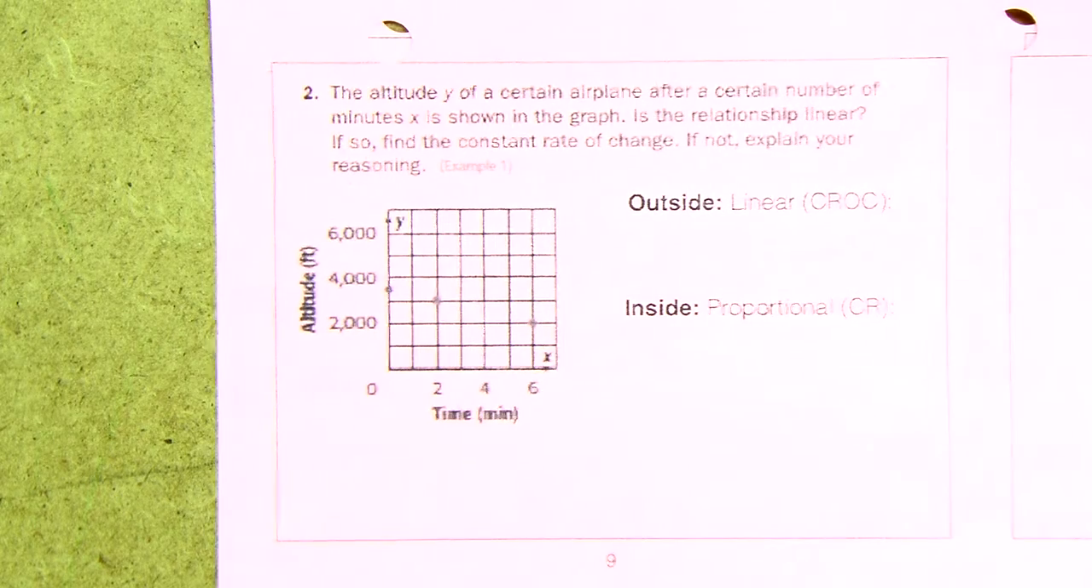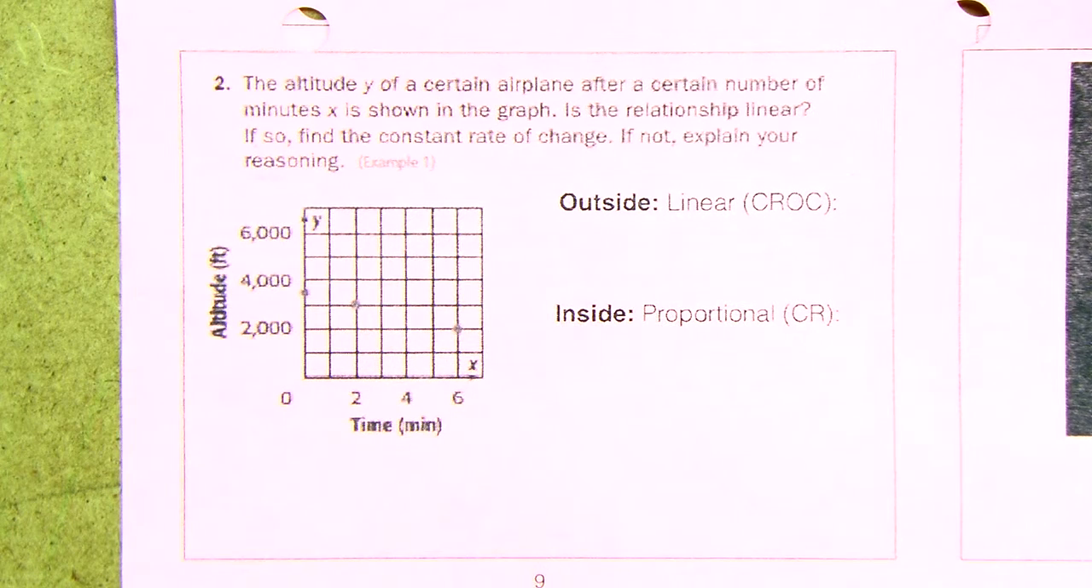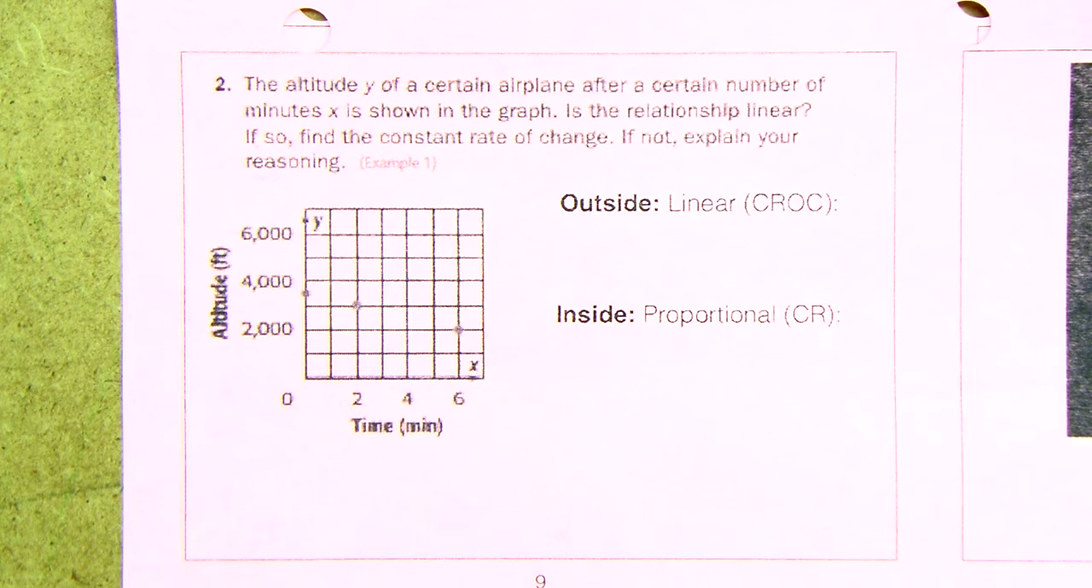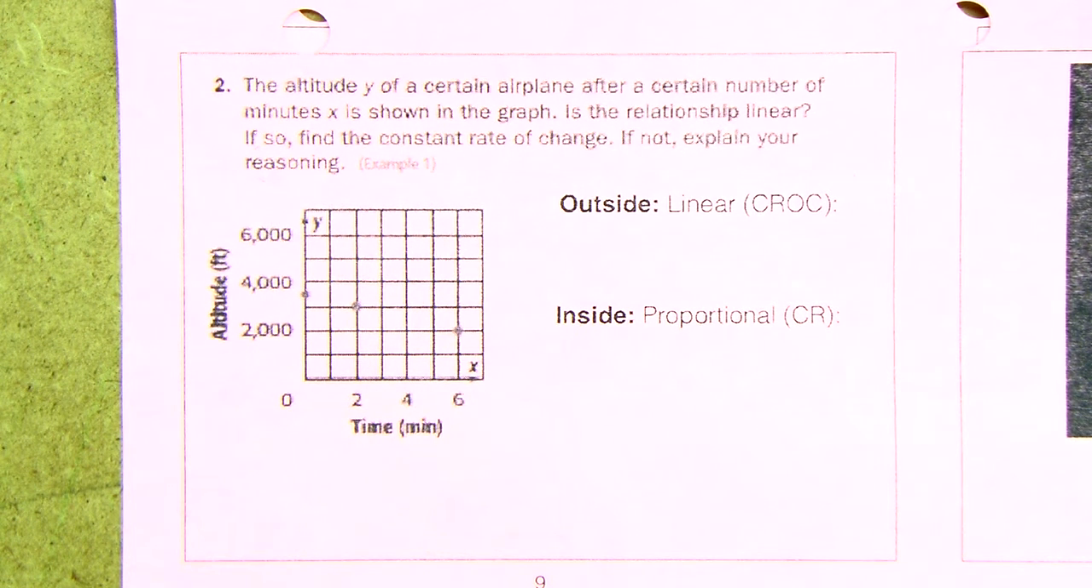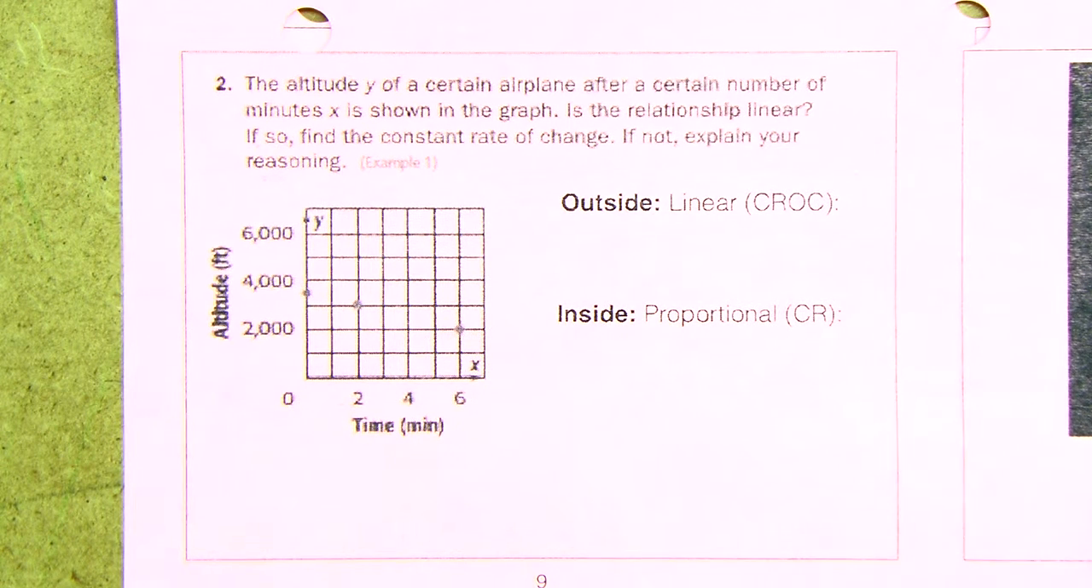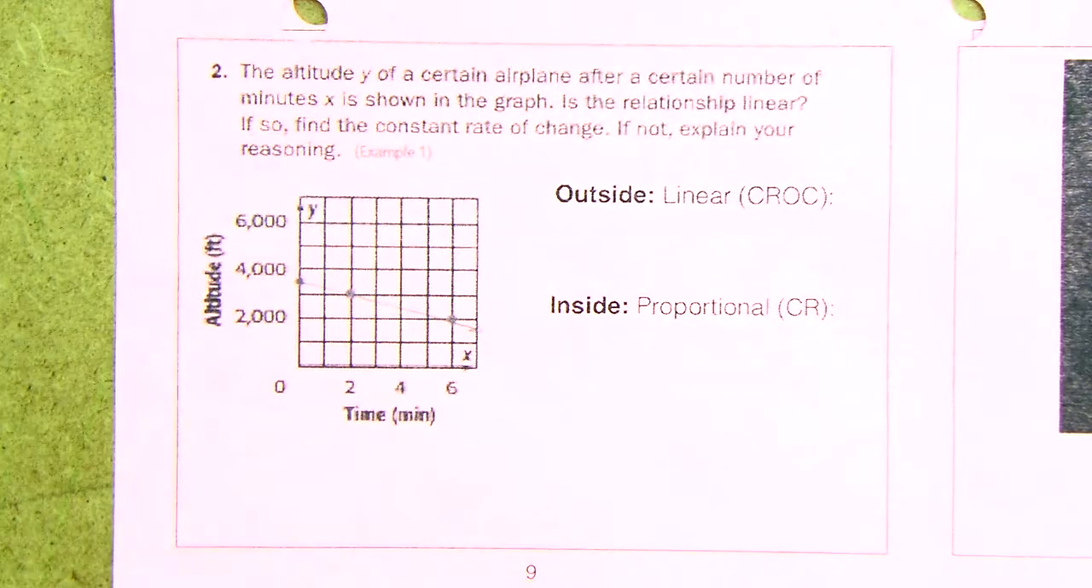Okay, slide on down. Let's try another one here. The altitude, that means how high an airplane is after a certain number of minutes. The altitude, y, minutes, x. Is the relationship linear? If so, find the constant rate of change. If not, explain your reasoning. And then I'm also going to ask you to tell me whether or not it's proportional. I know it doesn't have that in the graph, but that's fine. So is it linear? Well, look. Is it a constant rate of change? It's definitely going down, which makes sense. The longer it's in the air, well, kind of makes sense. It must be landing, hopefully, because it's going down.